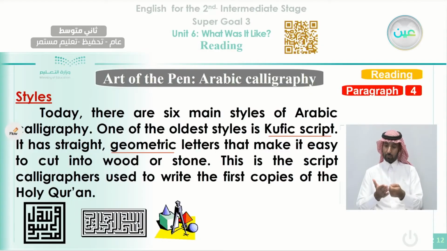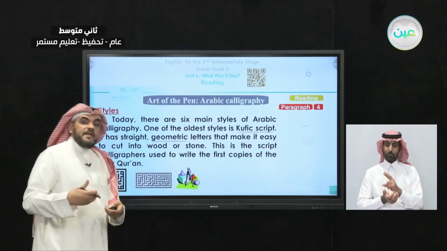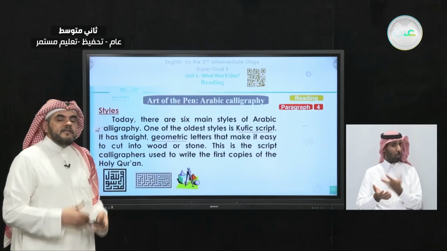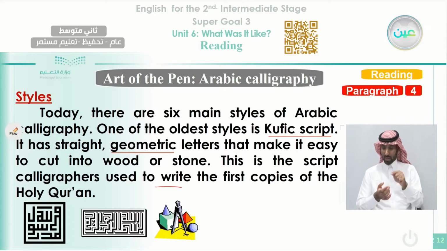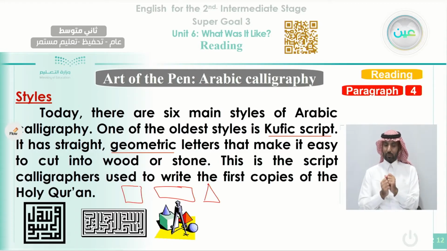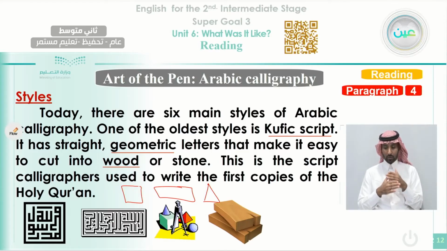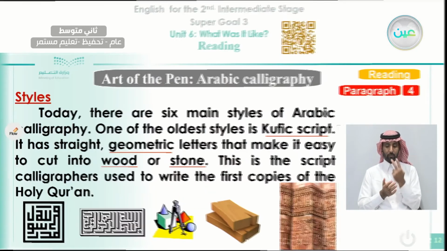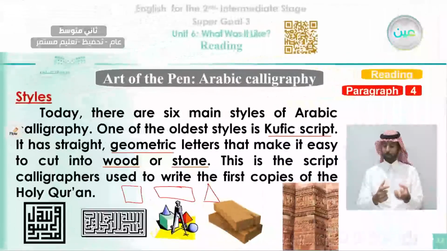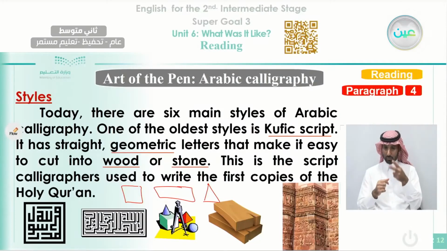So this indicates the geometric. When you say geometric, that means related to shapes, like a rectangle. This is a rectangle shape. Like a triangle. This is a triangle shape. Like a square. This is a square shape. And here also we have wood. When we mentioned that they cut it into wood or stones, this is a kind of wood. And here, as you can see, a kind of stone carving. We call it carving. They write on the stones.